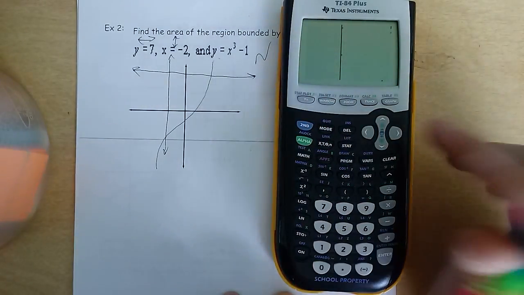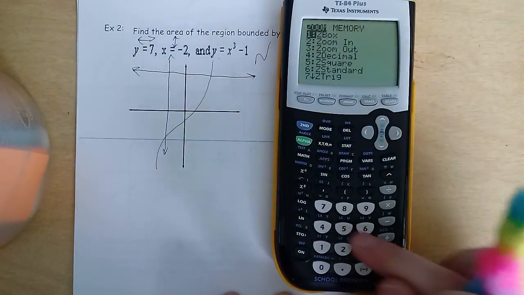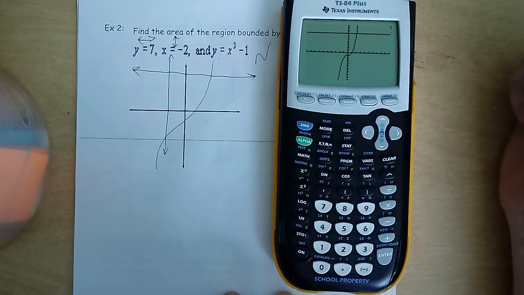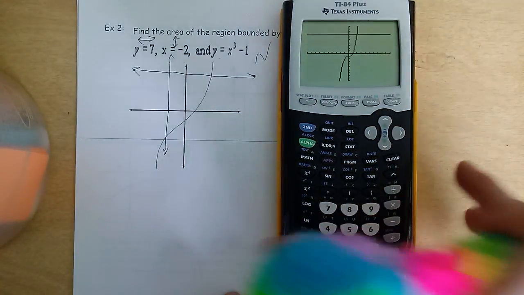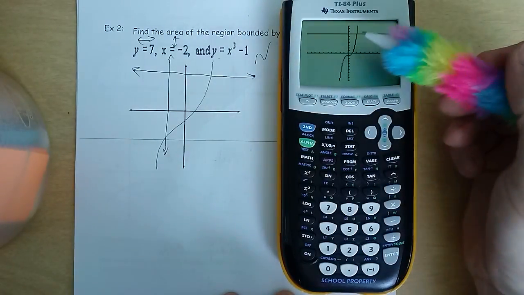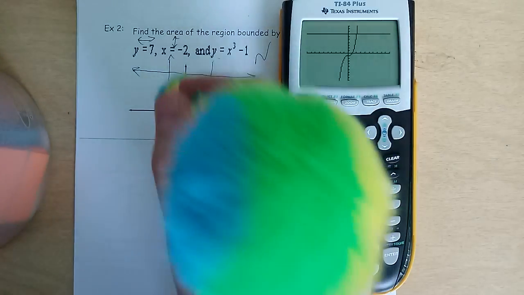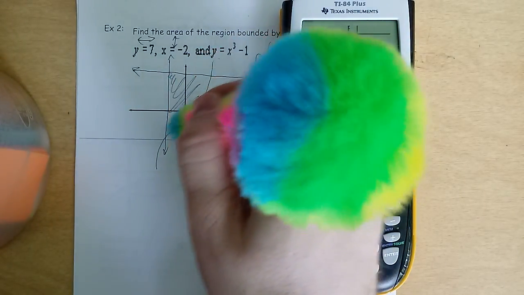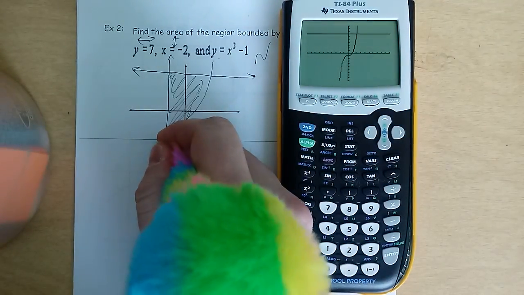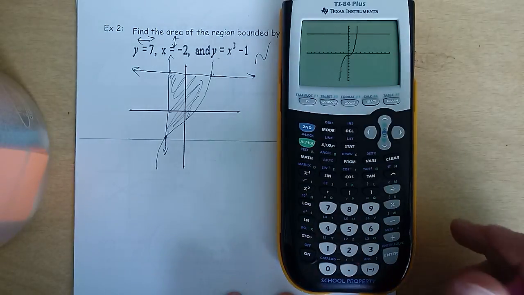Oh, mine's all messed up. So I'm going to hit zoom standard. That was 6. Standard is 6. Okay, so you can see that my drawing here is not too far off of the real thing. And we can see that this is my shaded region, because this is the area bounded by those 3 curves and lines. So these are my points of intersection.